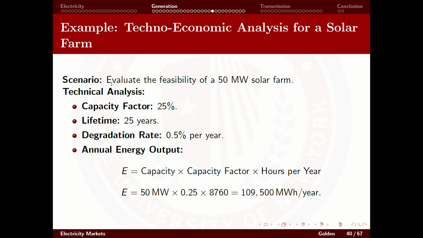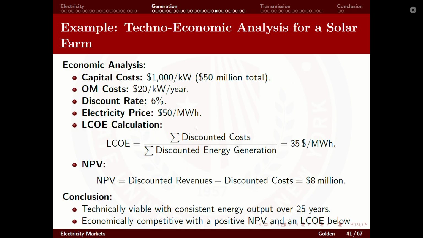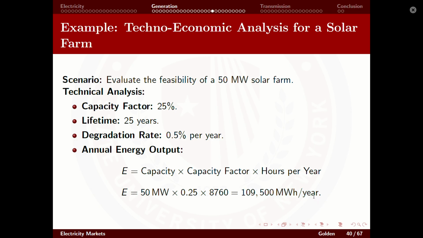So, an example: technical analysis for a solar farm. Evaluate the feasibility of a 50 megawatt solar farm. You have technical factors: a capacity factor of 25%, a lifetime of 25 years, and a degradation rate of 0.5% per year, which means you're losing a little bit of the power over time. Capacity times capacity factor times hours per year is the expected amount of electricity you'll have, and that's going to go on the bottom. You did that through a technical analysis.